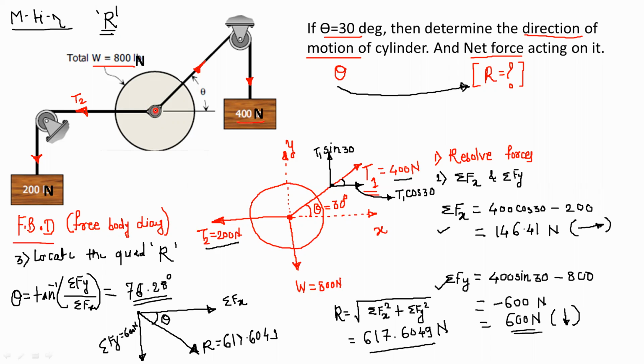On this diagram, I can show the resultant like this. So this is your resultant, and this is the angle with respect to the x-axis. Because of these forces, the cylinder will move in the direction of this resultant. And why is this? Because there is a weight of 800 Newton.